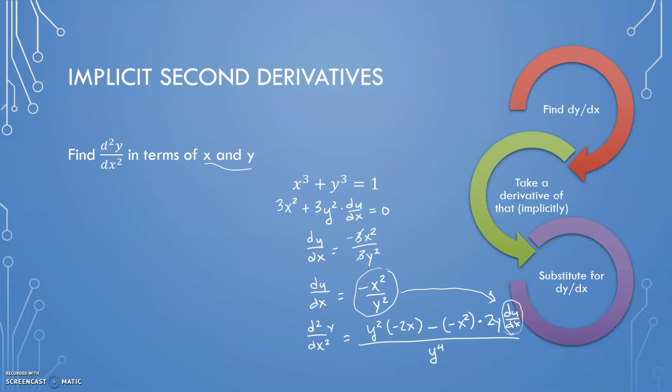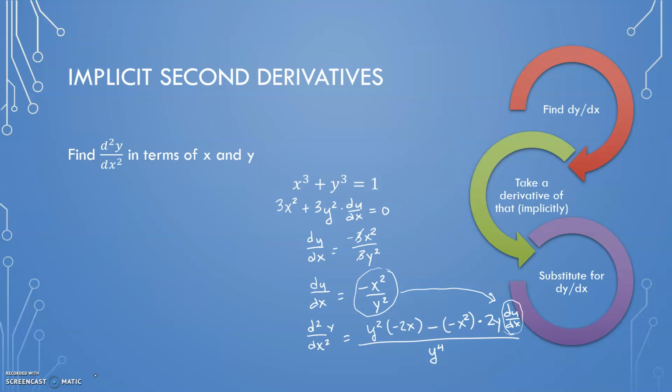So I'm going to go over here so I have some space. So then the second derivative would be, after I make that substitution, negative 2xy squared plus 2x squared y times negative x squared over y, all over y to the fourth.